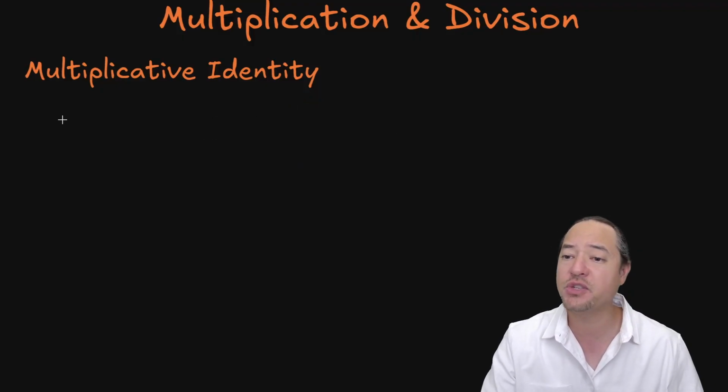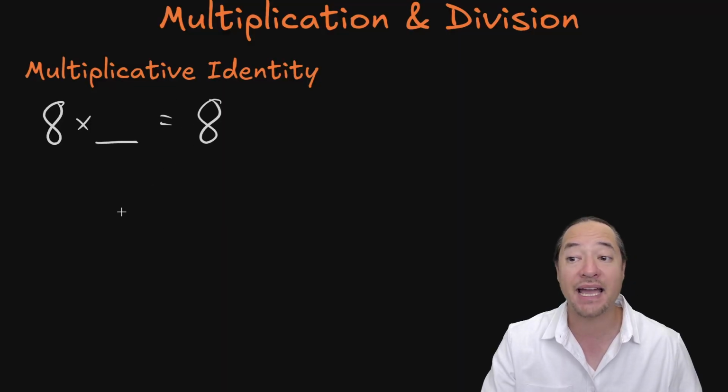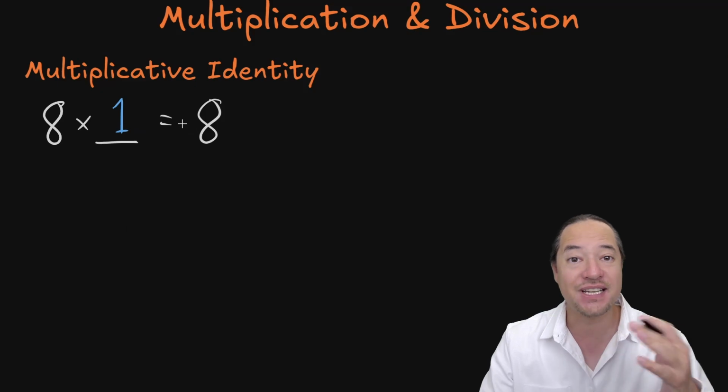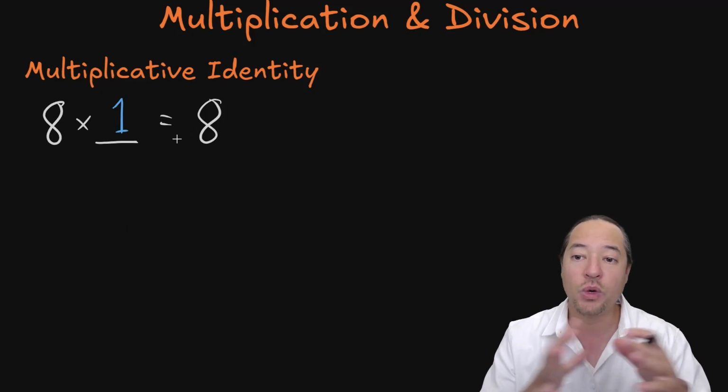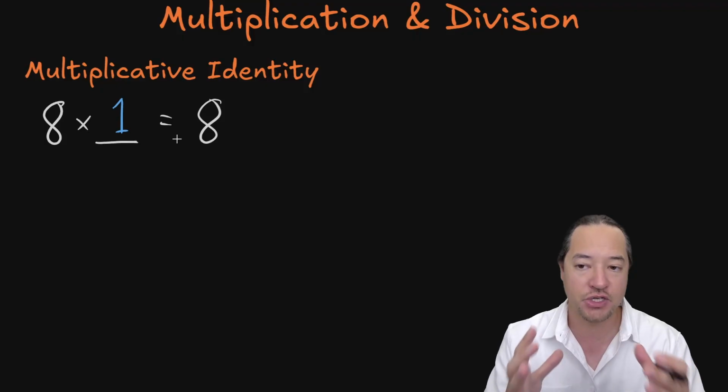All right, so the multiplicative identity would be, for example, if we have the number 8 and we multiply it by the multiplicative identity, we should get the number 8 back out. So what number here satisfies this condition? Well, it would be the number 1. 8 times 1 gives us 8, right? So multiplying by the multiplicative identity will not change the original number.